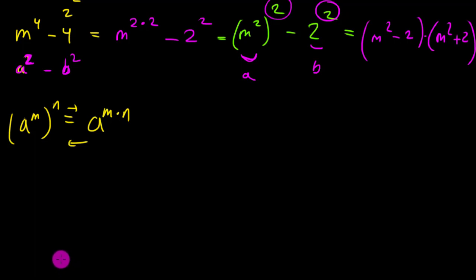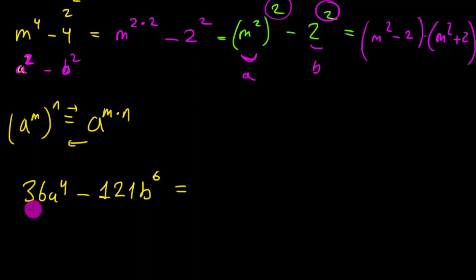Okay, let's see another question. 36a to the power of 4 minus 121b to the power of 6. Okay, let's see this one. So this one looks a bit difficult, but let's solve it step by step.